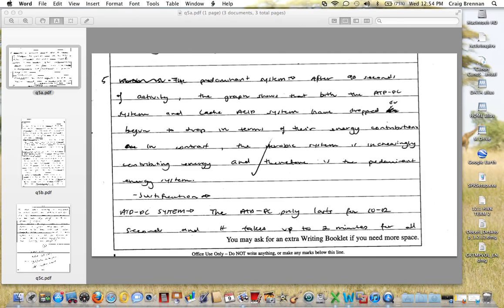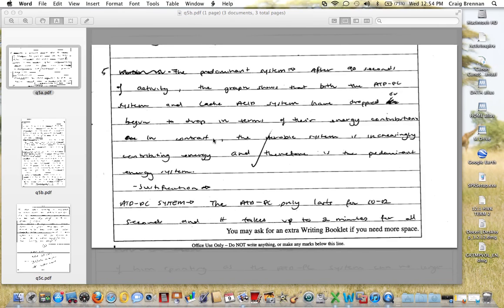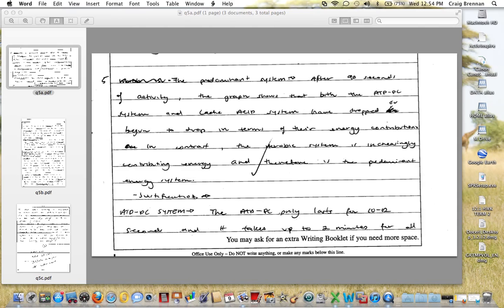it starts up the top. The predominant energy system after 90 seconds of activity. The graph shows that both the ATP-PC system and lactic acid systems have dropped or began to drop in terms of their energy contribution. In contrast, the aerobic system, there it is, is increasingly contributing energy and therefore is the predominant energy system. Straight away, he's told me which system it is, aerobic, and why. Excellent. That's justification. Then he's even written the word justification for the ATP system, and in his response, these were in red, so they stood out.